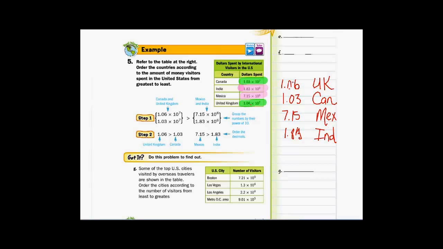Now again, if you're just looking at these, those numbers don't look like they're in order. We did not really look at those until we looked at the exponents. So make sure you're going by the exponents first. Go ahead and try G.